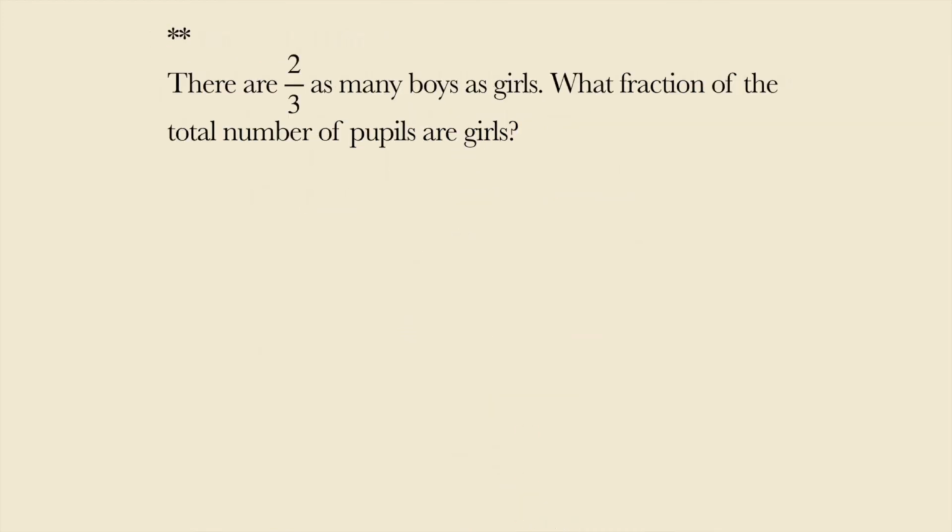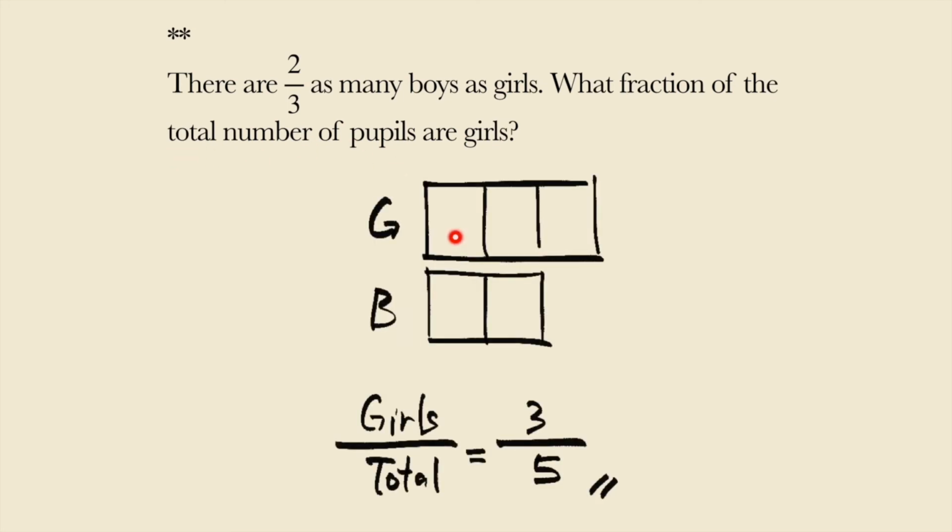Level 2, so there are 2/3 as many boys as girls. The way you should read that is boys 2 units, girls 3 units. What fraction of the total? Hang on, doesn't that mean, like I said, boys 2 units, girls 3 units.